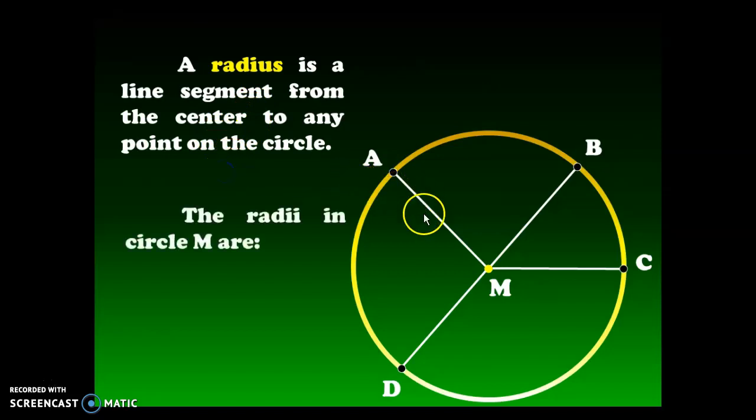Now, the radii in circle M are line segment MA, line segment MB, line segment MC, and line segment MD.